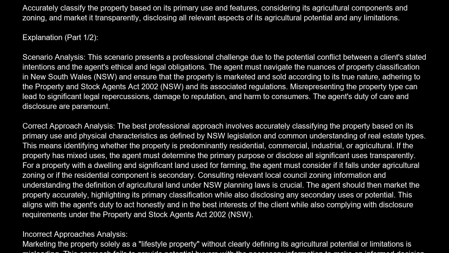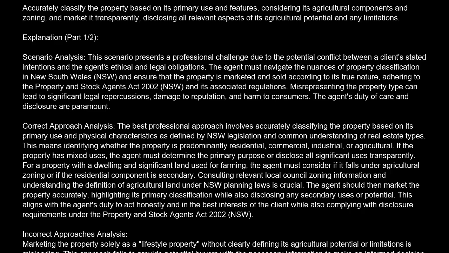The agent must navigate the nuances of property classification in New South Wales, NSW, and ensure that the property is marketed and sold according to its true nature, adhering to the Property and Stock Agents Act 2002, NSW, and its associated regulations. Misrepresenting the property type can lead to significant legal repercussions, damage to reputation, and harm to consumers. The agent's duty of care and disclosure are paramount.